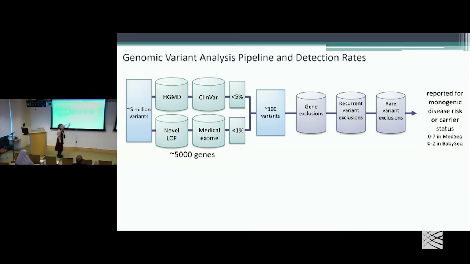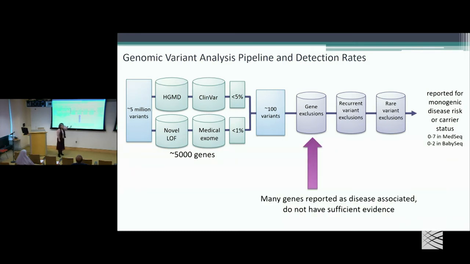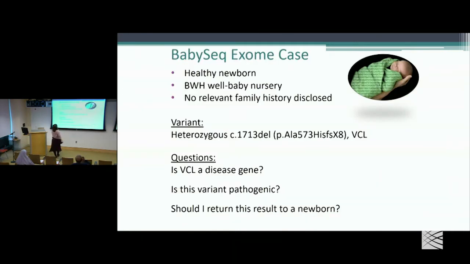So that's a lot of work to go through, and a lot of these are gene exclusions, where you don't even get to the variant level, you just look at the gene and all the evidence and go, it's not enough. For example, here's a BabySeq exome case that we had last year: a healthy newborn, born in the Brigham well baby nursery, no family history disclosed, and we discover a predicted loss of function variant, a frameshift, in the VCL gene. So we're going to ask questions.